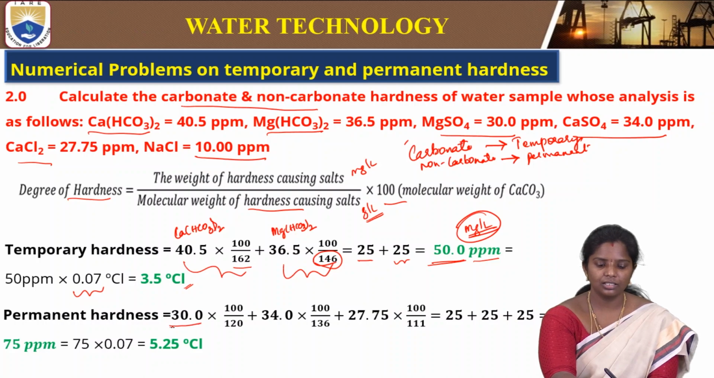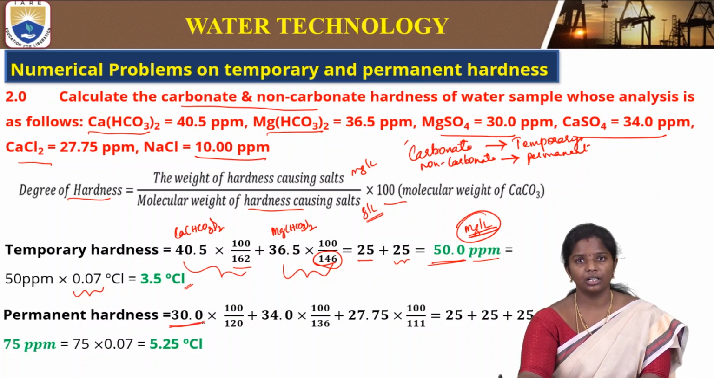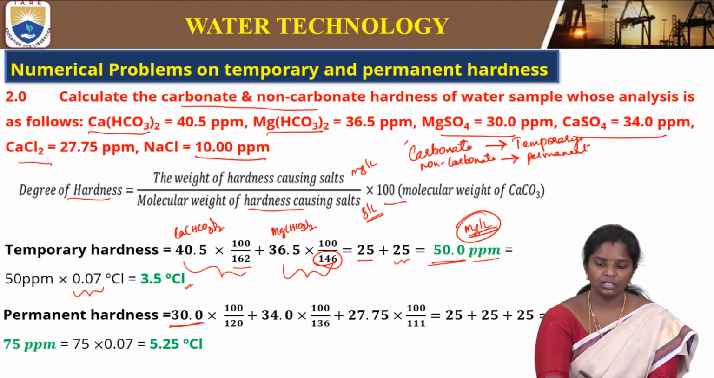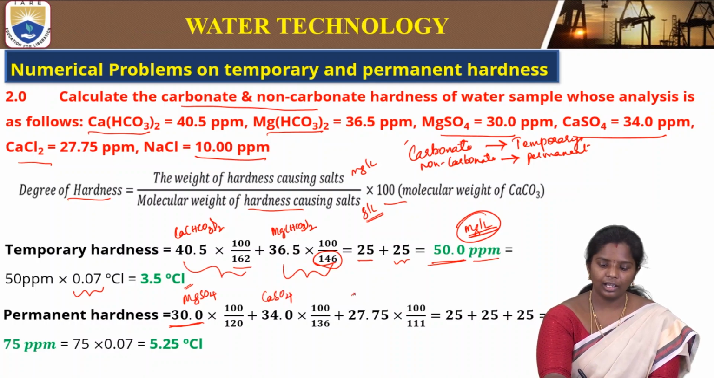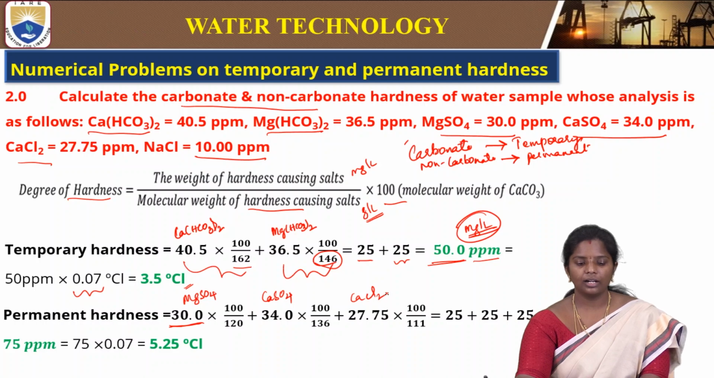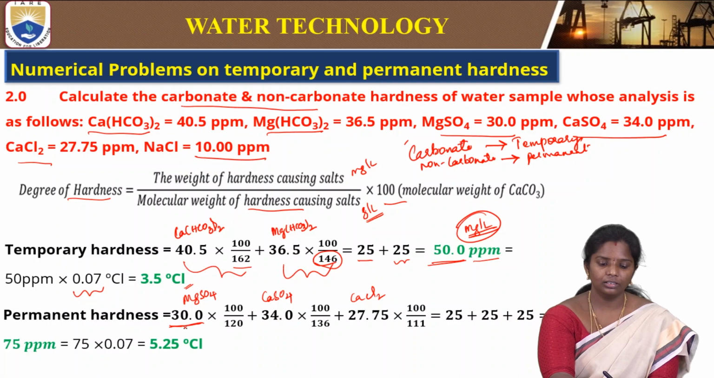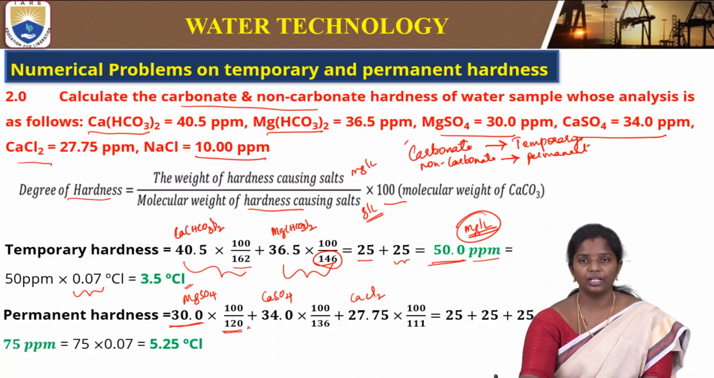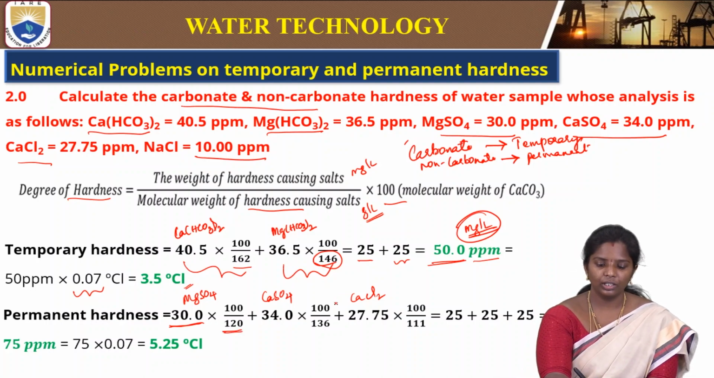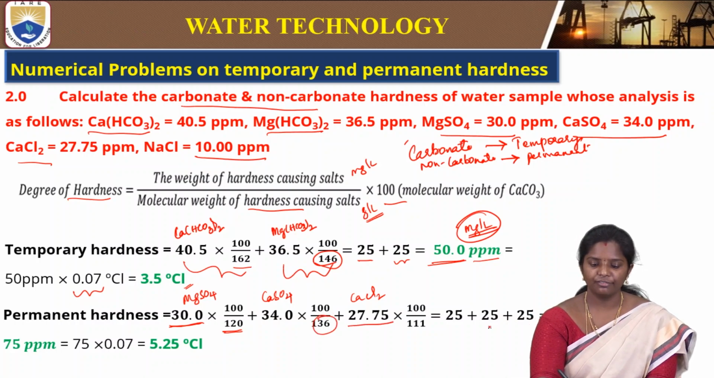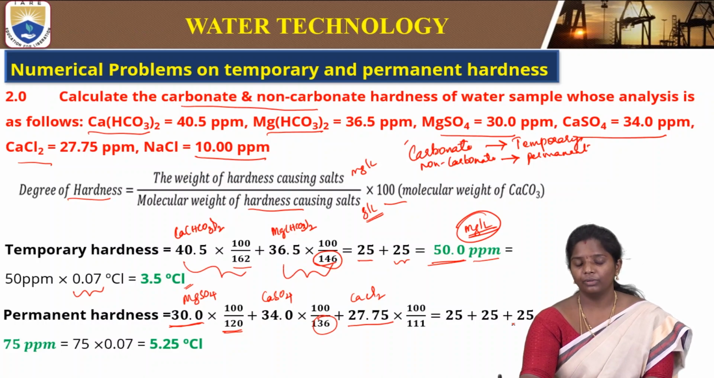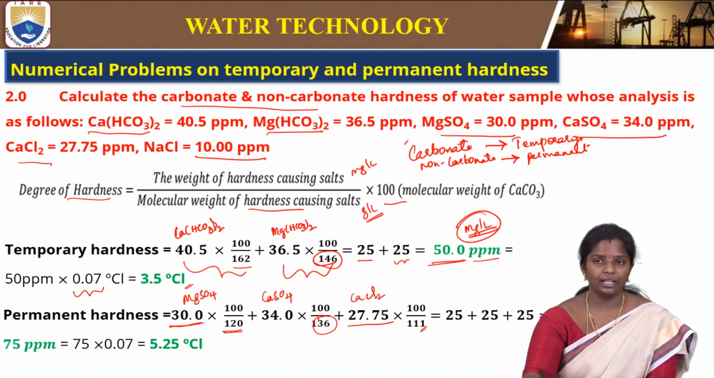And permanent hardness is due to chlorides and sulfates that are present in any water sample. So if you see, this is magnesium sulfate, calcium sulfate and calcium chloride. These three are responsible for the permanent hardness of that particular water sample. So we are taking 30 into 100 by 120, the molecular weight of magnesium sulfate, 34 into 100 by 136, the molecular weight of calcium sulfate, and 27.75 into 100 by 111, the molecular weight of calcium chloride.